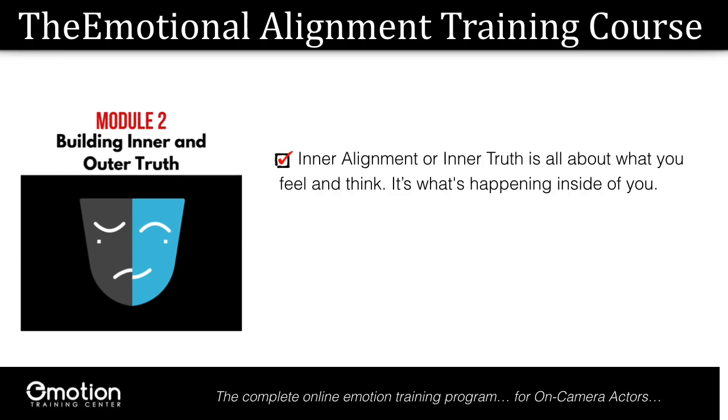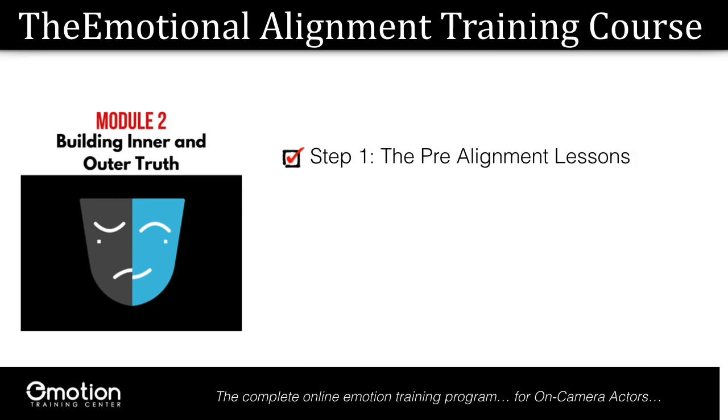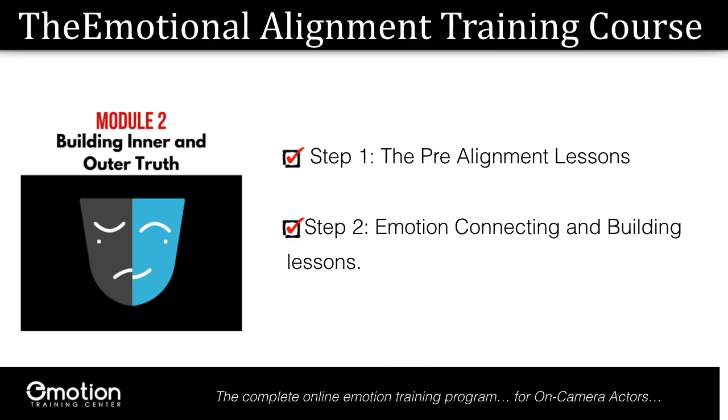Now, just as a reminder, inner alignment or inner truth is all about what you feel and think. It's what's happening inside of you, whereas outer alignment or outer truth is the manifestation of what you feel and think. It's what the viewer or the audience is seeing. I broke down Module 2 into 2 steps. Step 1 being the pre-alignment lessons, and Step 2, the emotion connecting and building lessons. As always, I'll guide you every step of the way through the whole inner and outer alignment process.